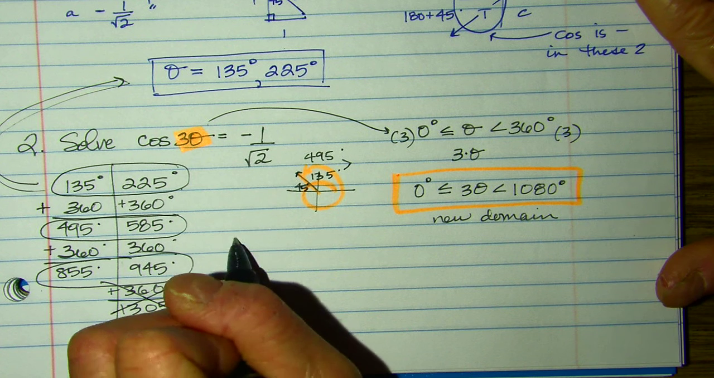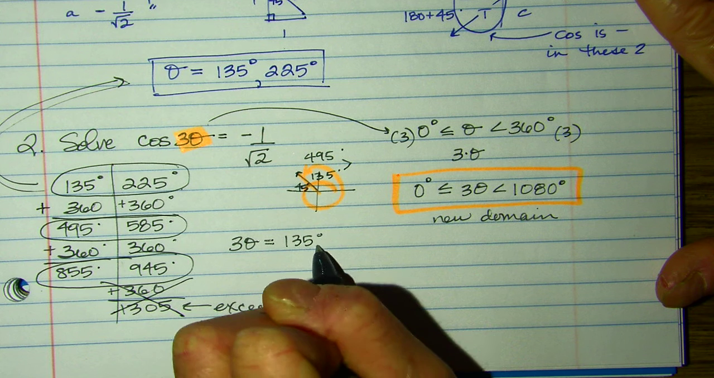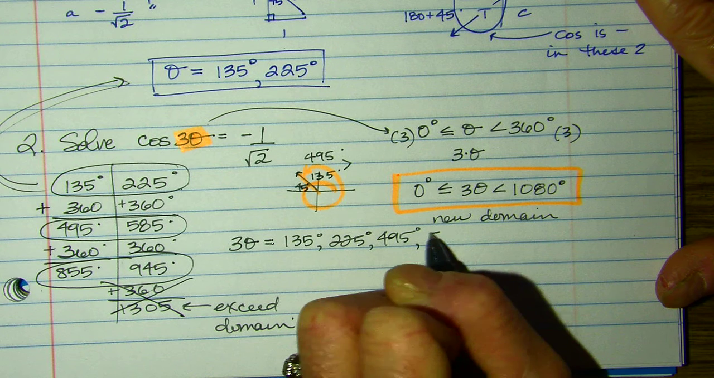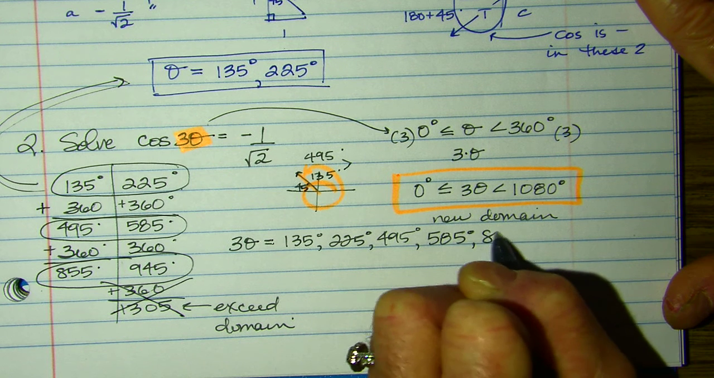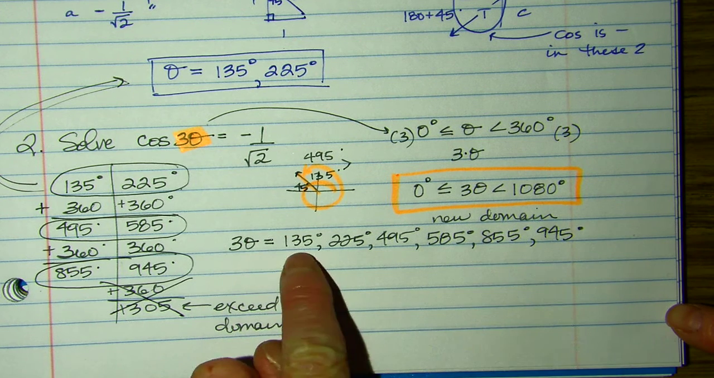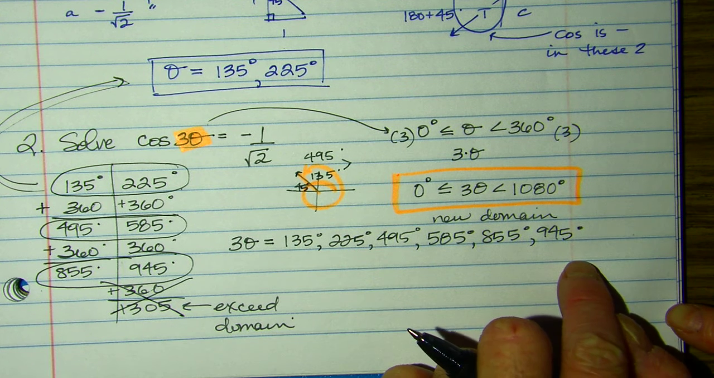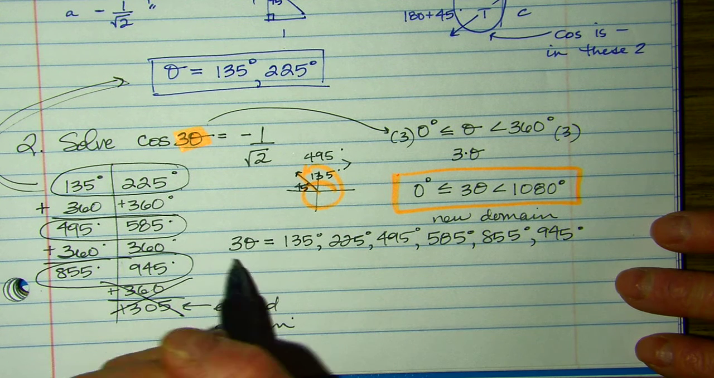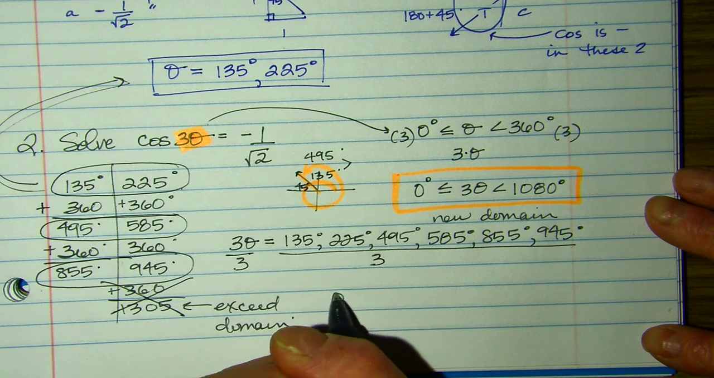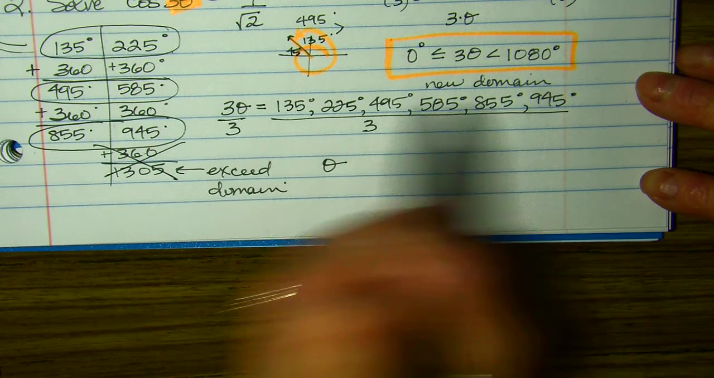So 3 times theta equaled the following angles: 135, 225, 495, 585, 855, and 945. But if I was to plug these angles into the original, I would be multiplying these by 3, and then that would greatly change them. So I need to solve for theta, so I'm actually going to divide all of these by 3 to solve for just theta. So I'm going to divide each of these by the number in front of theta.